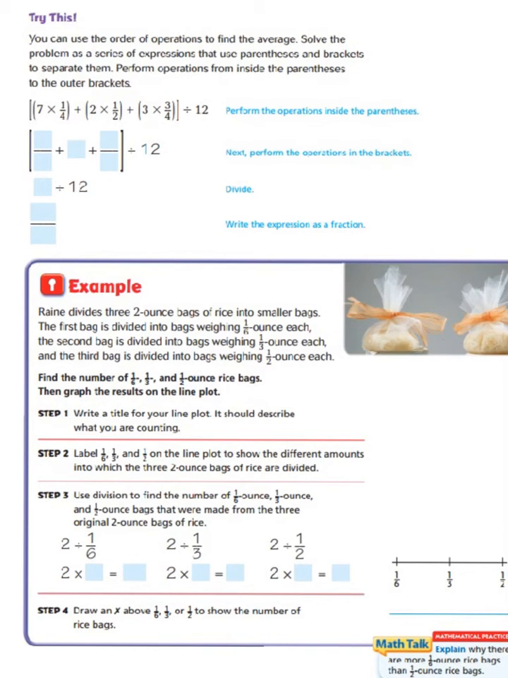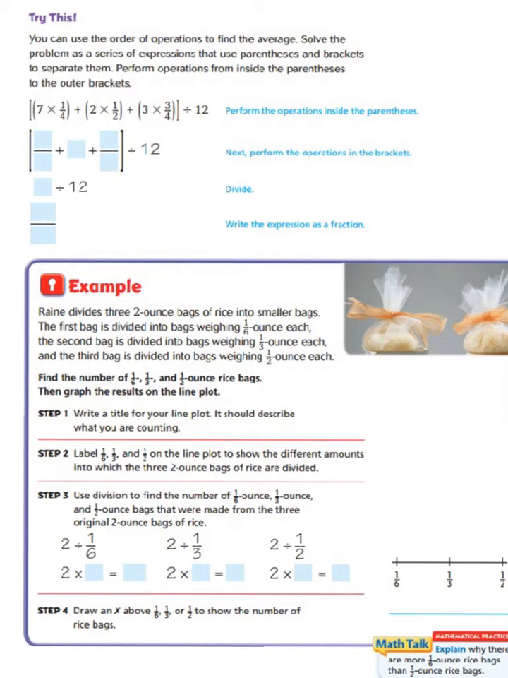Now let's take a look at another problem. It says to try this. You can use the order of operations to find the average. Solve the problem as a series of expressions that use parentheses and brackets to separate them. Perform operations from inside the parentheses to the outer brackets.